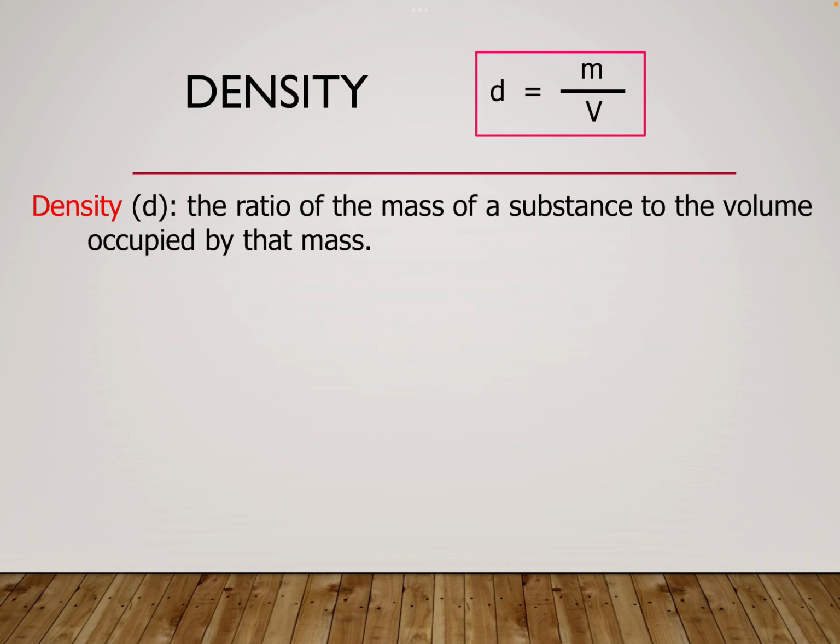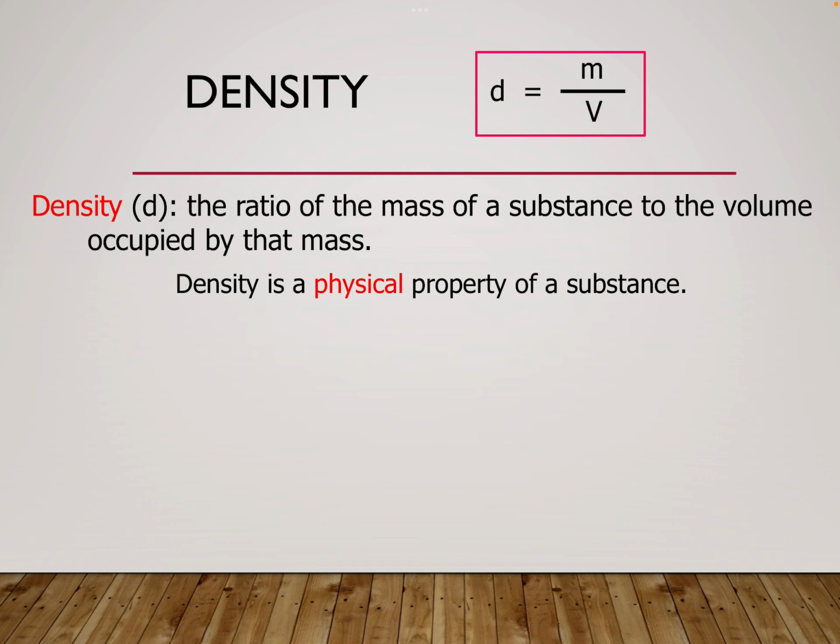You'll notice mass has a lowercase m and volume has a capital V. Remember in chemistry that whether things are lowercase or uppercase matters, so make a note of those. Density is the ratio of the mass of a substance to the volume occupied by that mass. Density is a physical property of the substance. Remember, we've talked about physical properties already.